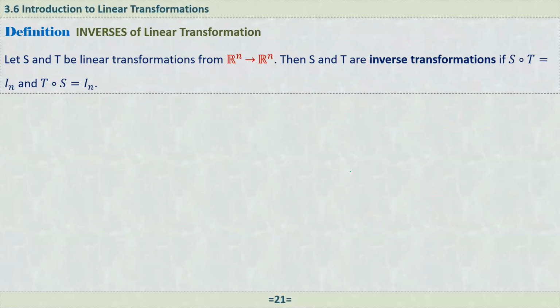Okay. Now let's talk about inverses of linear transformations. That's the last part of this sub-chapter. Consider the effect of a 90-degree counterclockwise rotation about the origin, followed by a 90-degree clockwise rotation about the origin.